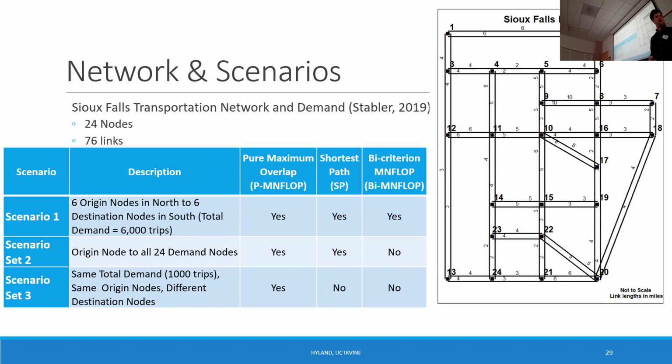And then in scenario set 3, we're going to have 1,000 trips. We're going to keep the origin nodes. I think it's just 6 of them. And we're going to vary the destination nodes in the network. We're going to have a highly clustered set of destinations in the center. Not that Sioux Falls has a CBD, but you could imagine Sioux Falls having a central business district. We're going to have 6 nodes dispersed amongst the network, and then we'll have 6 nodes clustered in the south of the network.